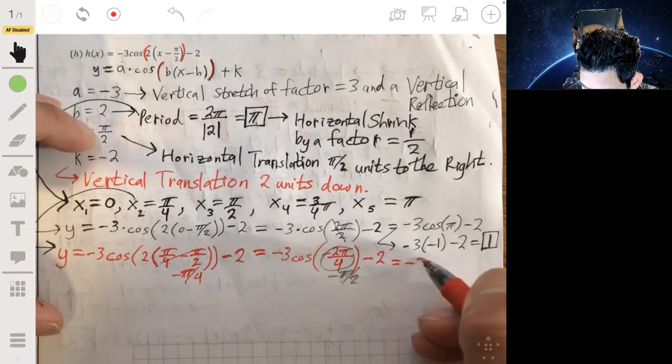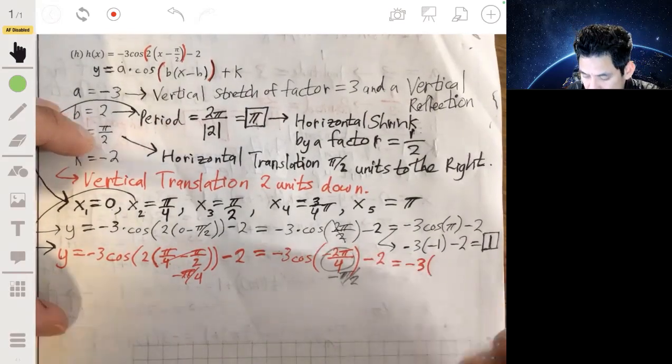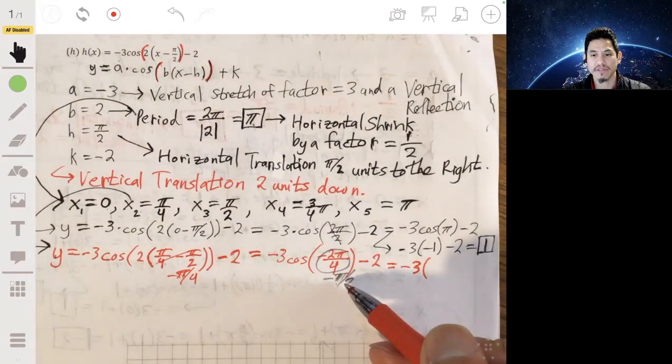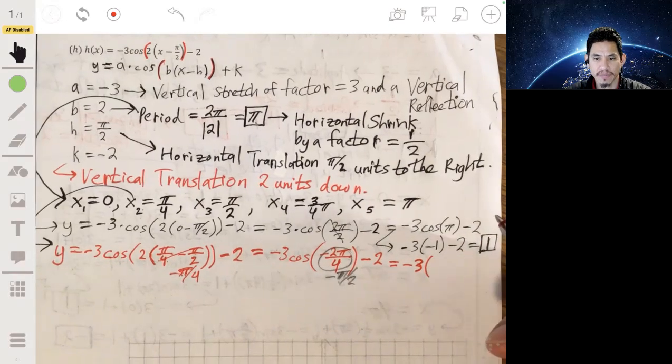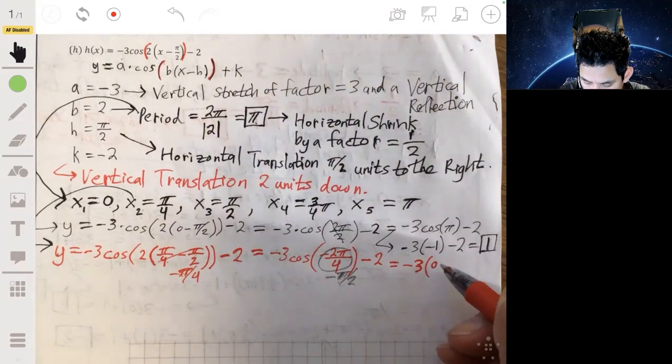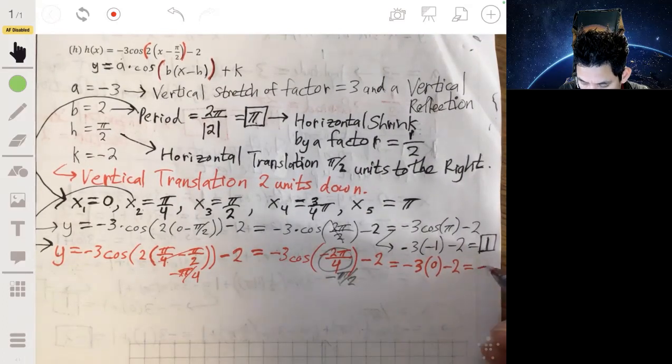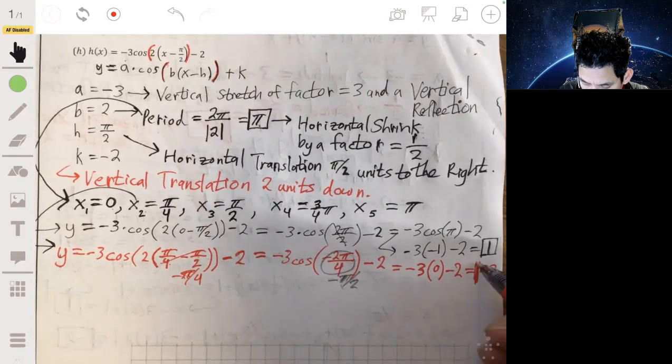So what we're doing is -3 times the cosine of negative pi over 2, minus 2. The cosine of negative pi over 2 is just going to be 0, because it's at the bottom of the unit circle. So -3 times 0 minus 2, or 0 minus 2, and we'll get -2 for our second y value.